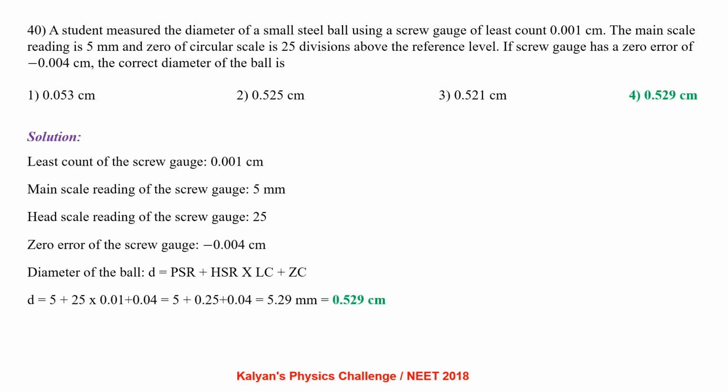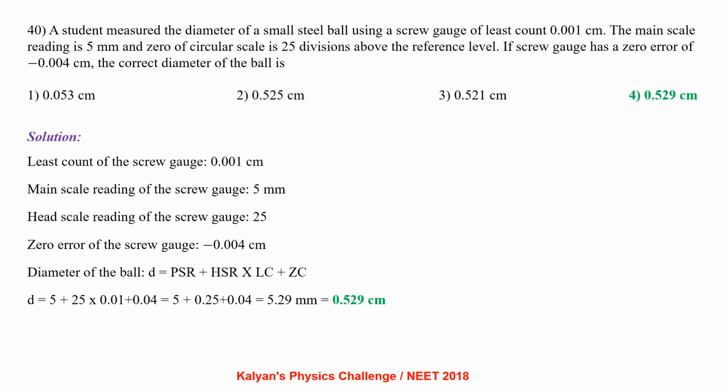A student measured the diameter of a small steel ball using a screw gauge of least count 0.001 centimeter. The main scale reading is 5 mm and 0 of the circular scale is 25 divisions above the reference level. If the screw gauge has a zero error of minus 0.004 centimeter, the correct diameter of the steel ball is. Go through the given data once.